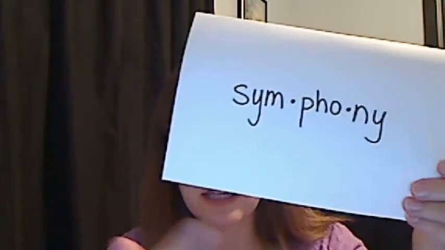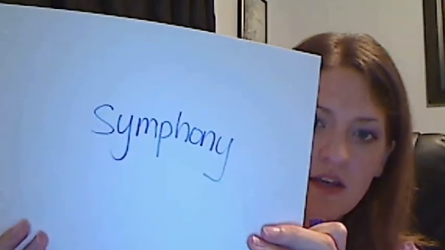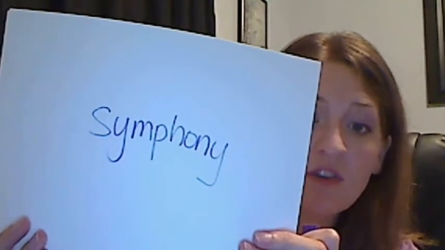Okay, and then I'd practice saying that. And then I'm going to erase it and write it correctly on my whiteboard. Okay, and I'll write it without the syllables this time. Just like this. Okay, so write symphony correctly.